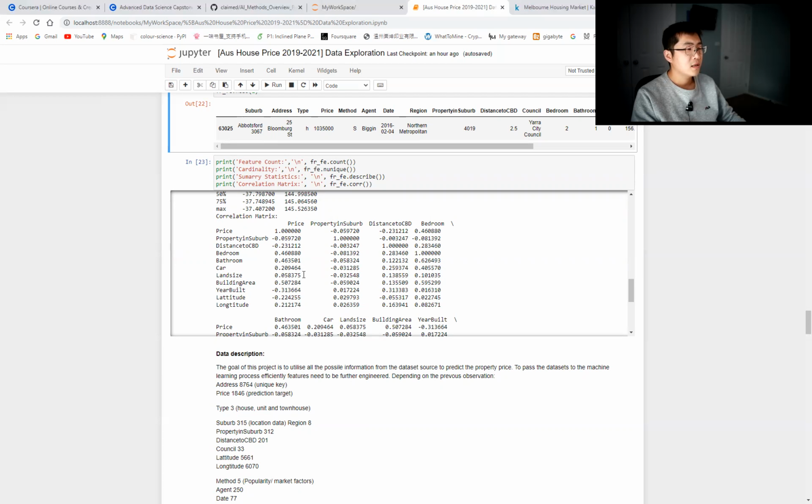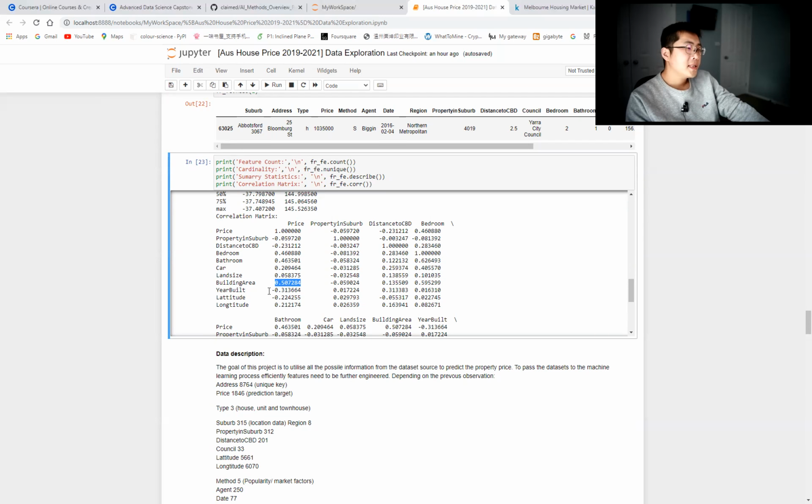Interestingly, the land size, according to our knowledge, should be very positively related, but it doesn't appear so here, which I think is because we haven't separated the house from the unit and apartment. For the unit, townhouse, and apartment, we actually do not have a large land size, because it's built on shared land. However, the building size is more relevant in that kind of situation, which is represented here.